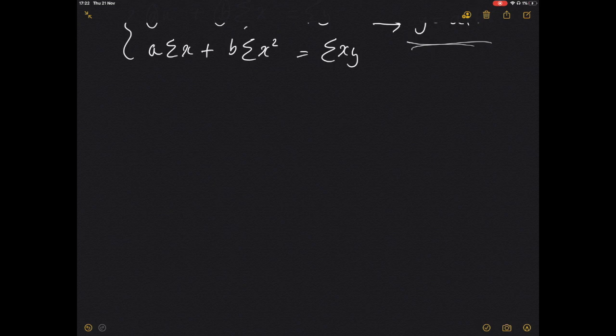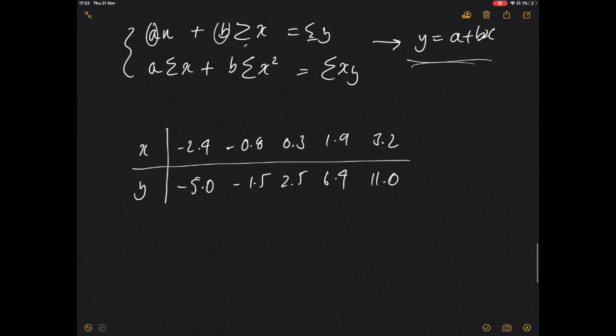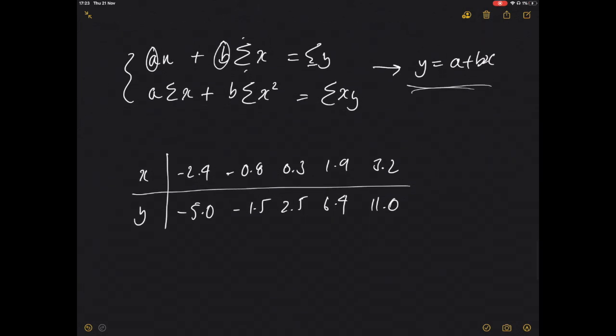If we take an example of data here, written as x and y, we have x: minus 2.4, minus 0.8, 0.3, 1.9, 3.2; and y: minus 5.0, minus 1.5, 2.5, 6.4, and 11.0. So that's our data. What we've seen from these equations is we just need to do some adding up. We want to find sums of x, y, x squared, and xy.